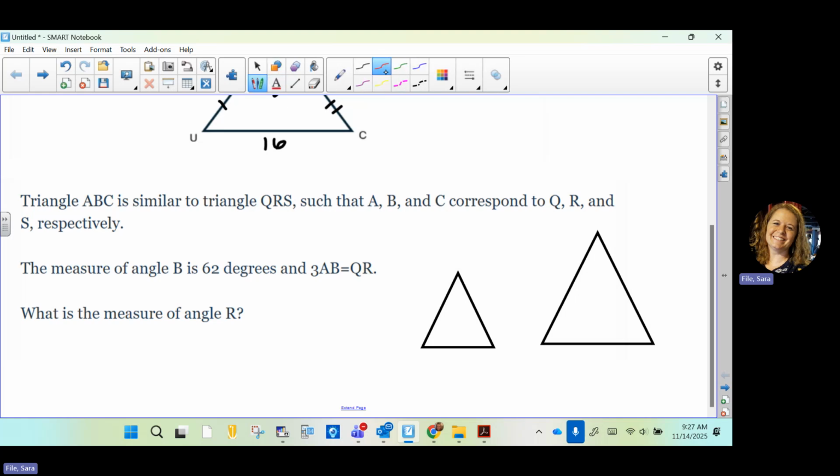The main confusion that I got on the quiz as people were asking questions, one is with the wording of this, such that A, B, and C correspond to Q, R, and S respectively. Respectively just means in that order. So the first letter A goes to the first letter Q. And I'm actually going to make A my bigger on my bigger triangle. Now, if you didn't, that's not a big deal. Okay, B corresponds to R. And C corresponds to S.